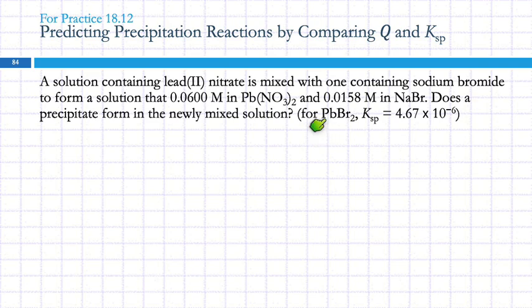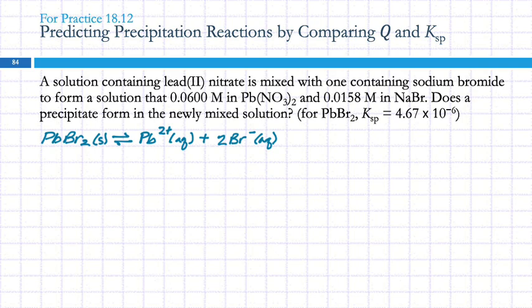Here, the big clue that we're supposed to look at the other one is that we're given the KSP for PbBr2. So that's what we're going to look at. And the solubility product constant, we're always looking at it dissolving. So PbBr2 is going to be in equilibrium with Pb2+ and 2Br-. We've got our KSP.